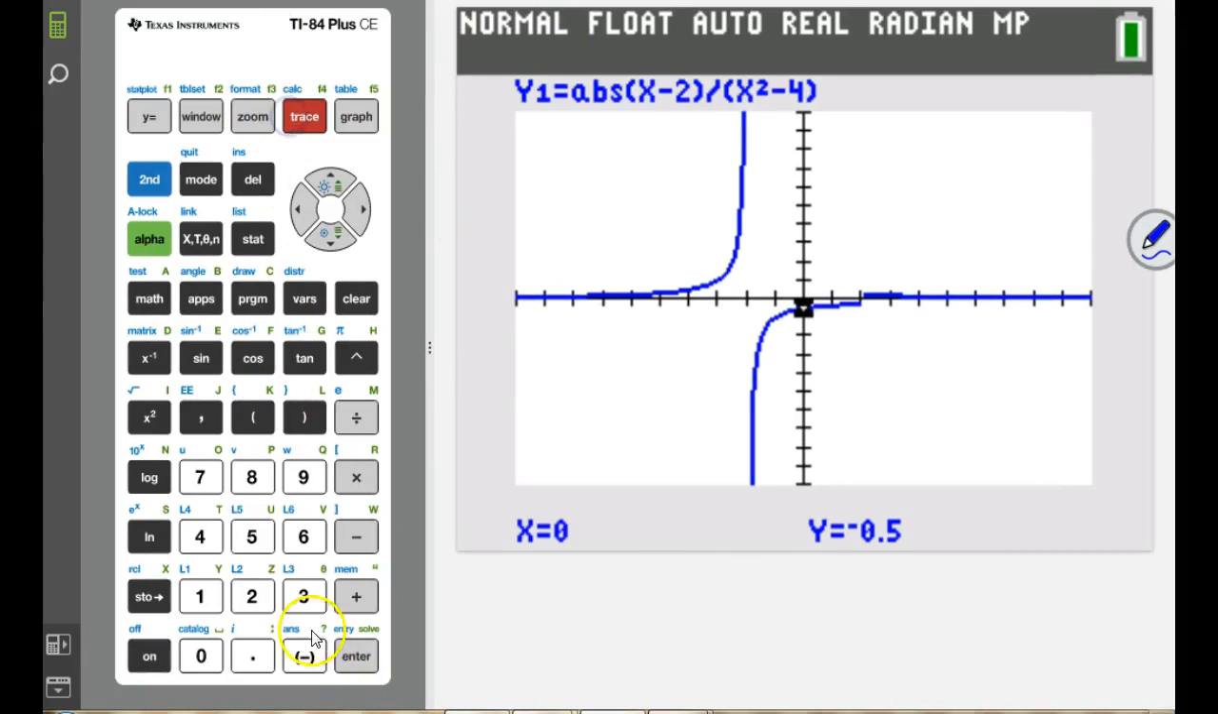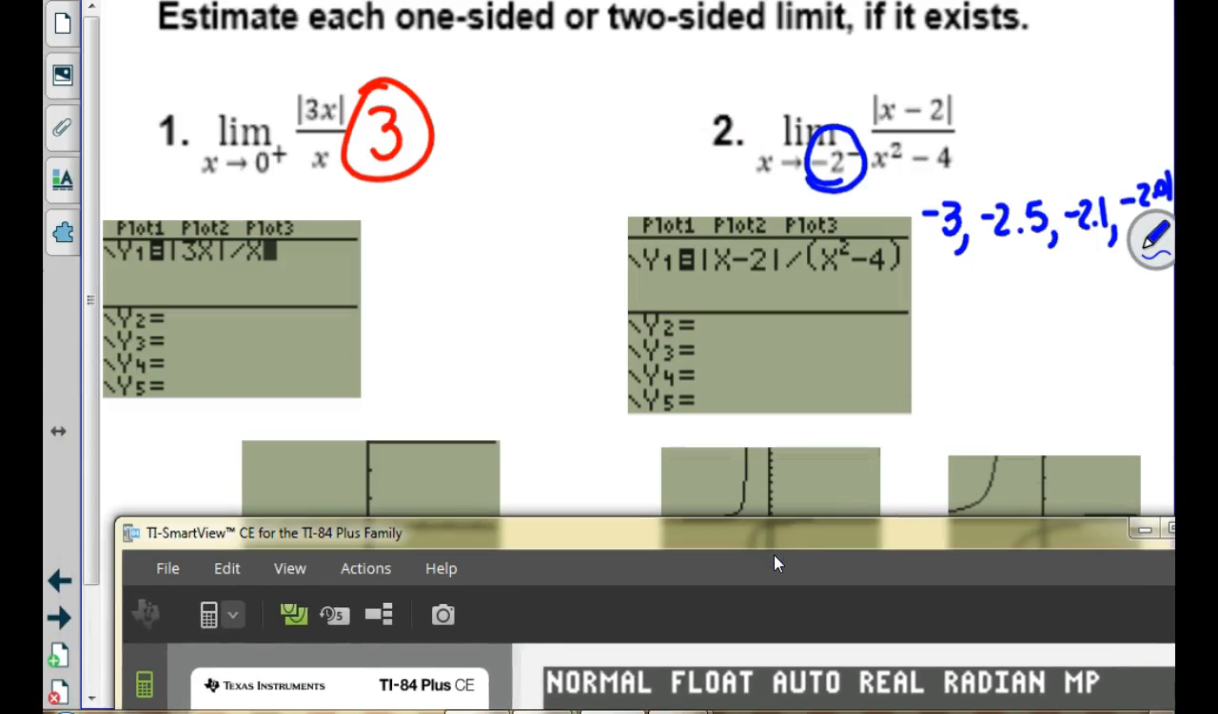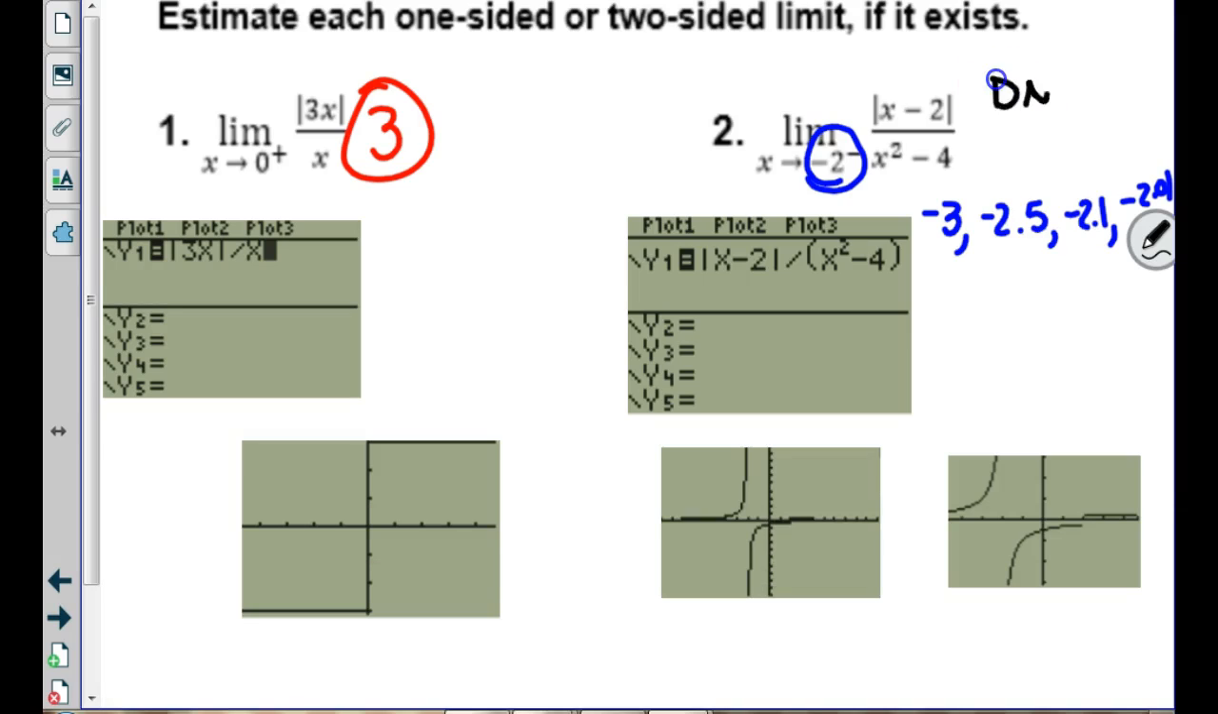So if I trace to negative 3, like Kelsey said, and then I go closer and closer to negative 2, what's happening to the y value? Yes. So the left-hand limit, you could say does not exist, but it is approaching infinity. Now, if it asks for the plain old limit at negative 2, you would say it does not exist at all because the left is going up and the right is going down.